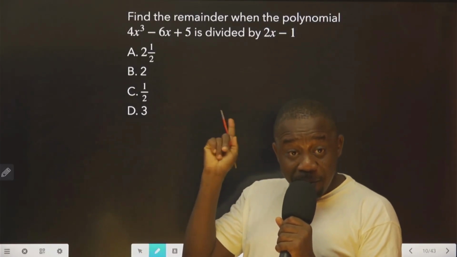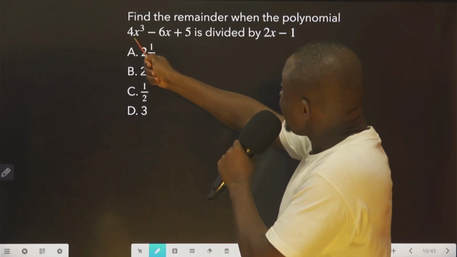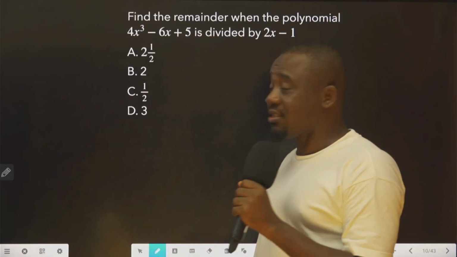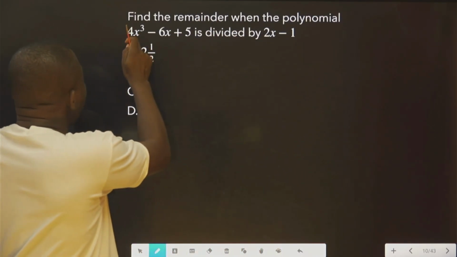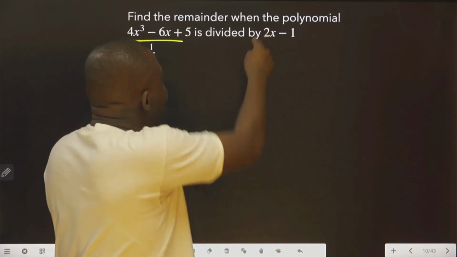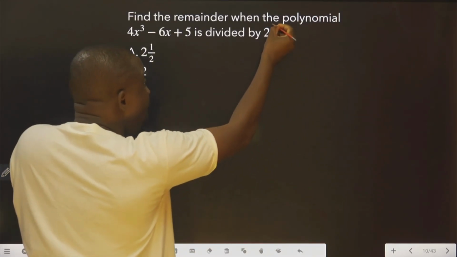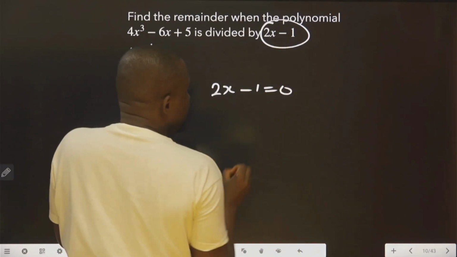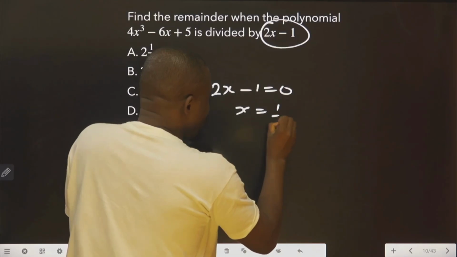Remainder theorem. What is that? It means if you divide this by this, what will be the remainder? How do you solve that? The question says, find the remainder when the polynomial, this is polynomial, is divided by this. What is the remainder? All you have to do, you equate this to 0. You find x. X here is 1 over 2.